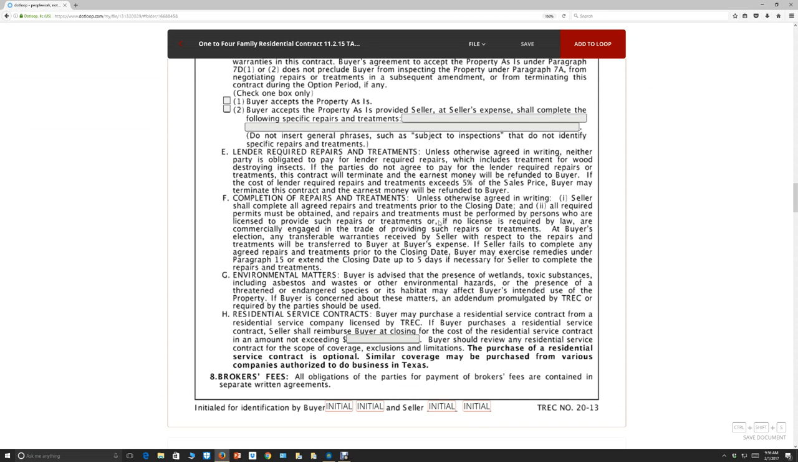There can certainly be foundation repairs, roofs, things that are required in order to get a mortgage. Notice that for the most part, you're just going to be talking about a seller completing repairs. So the seller shall complete all agreed upon repairs prior to the closing date. So the seller does not have to complete the repairs during the option period. They're required to complete them anytime before closing.